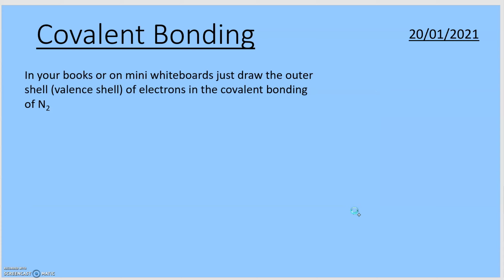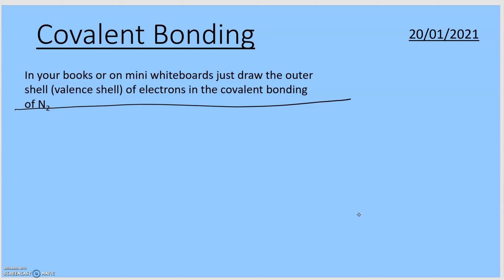So let's look at a different element. You can have a go at doing this yourself. Draw the outer shell of covalent bonding for nitrogen. Now remember, I said to you nitrogen has 5 electrons in the outer shell, so you can show the sharing with the 3 lines. Now this time I'm going to show you how to do a different element.